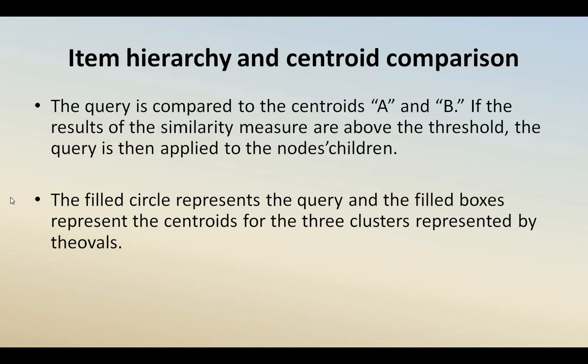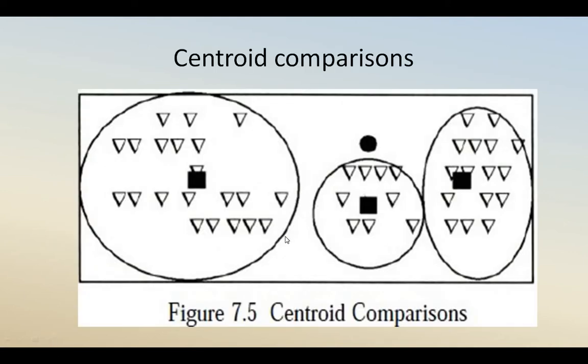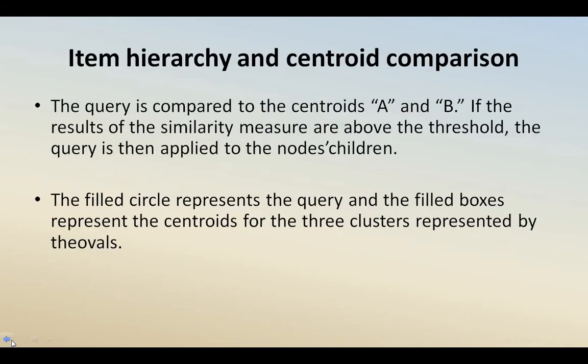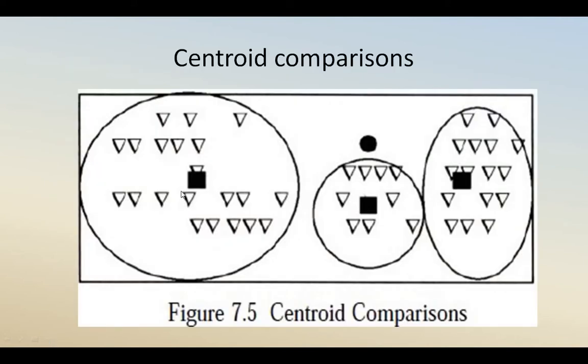The filled circle represents the query and the filled boxes represent the centroids for the three clusters represented by the ovals. Now we see one more example, with three circles, so there are three centroids. Here is the query; the round mark is the query, and the square marks are the centroids. We are comparing this query with the centroids. The query is compared to the centroids A, B, C, total three centroids, first A, then B, and next C.